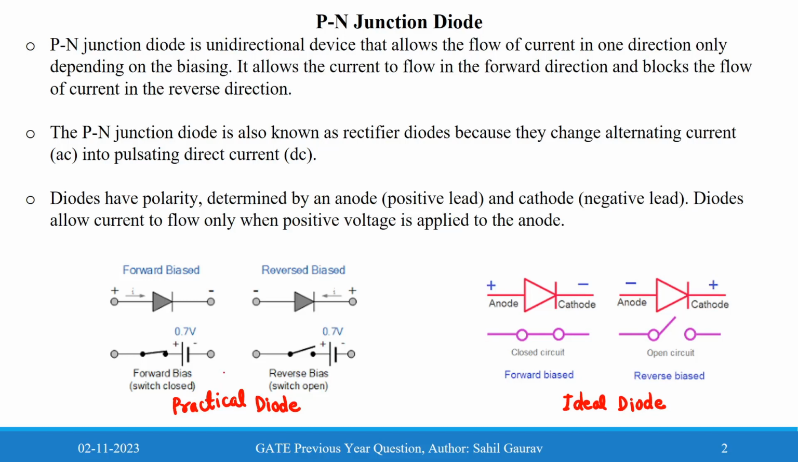We can see here that for practical diode, this cut-in voltage comes into picture. That is, the cut-in voltage value is 0.7 volt. While for ideal diode, we consider it as ideal and cut-in voltage is neglected. So just for the forward bias condition, we assume it as closed circuit. While for reverse bias condition, we assume the diode as open circuit. So here in this problem, we are assuming the diode as ideal diode.